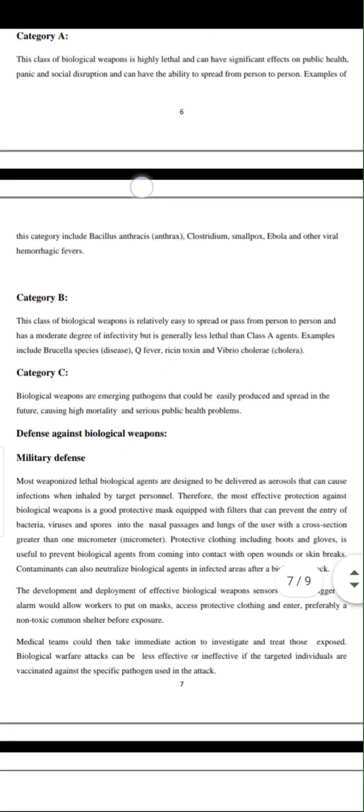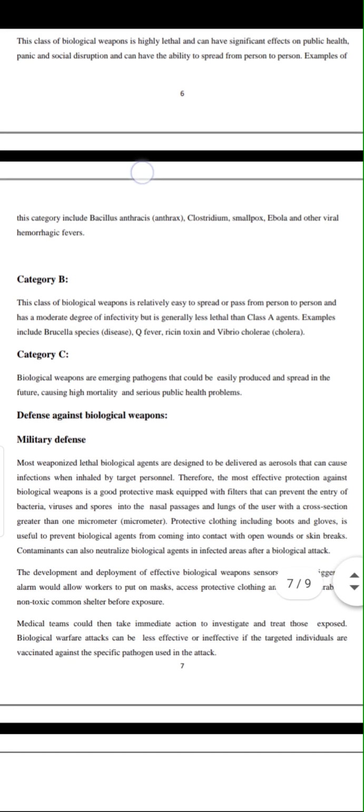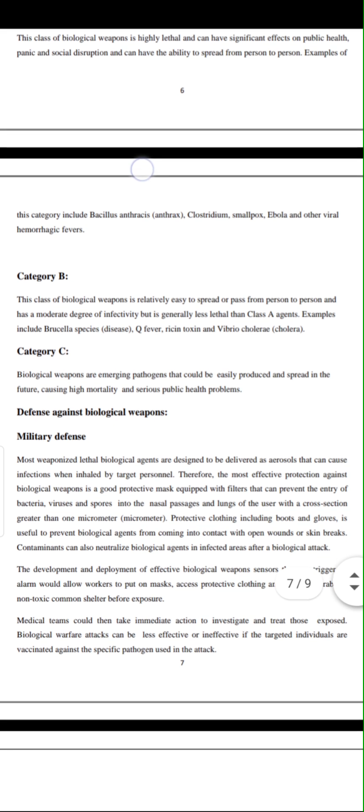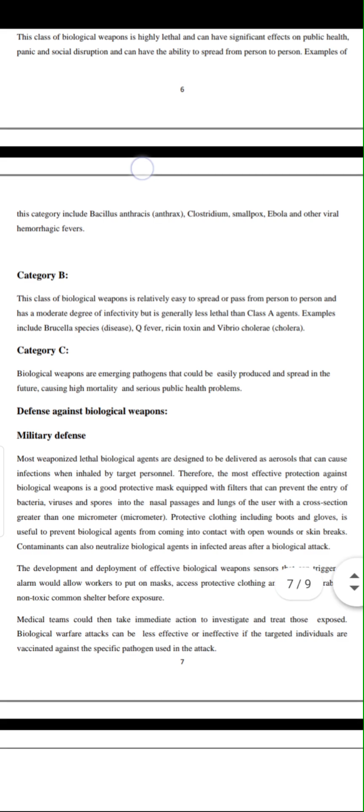Then comes category B. This class of biological weapons is relatively easy to spread from person to person compared to the class A agents, because they have a moderate degree of infectivity, but they are generally less lethal. Examples of this class are Brucella species, Q fever, ricin toxin, and Vibrio cholera.